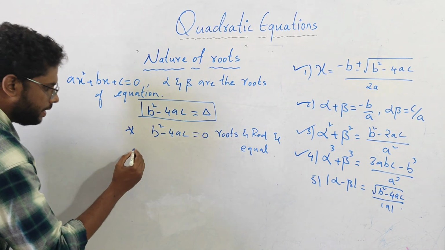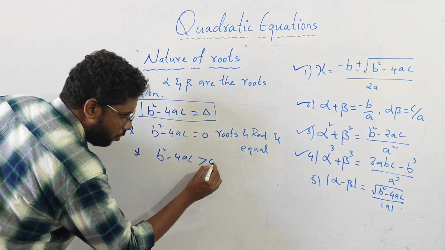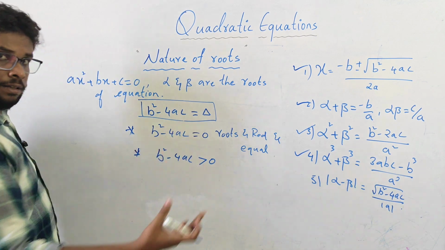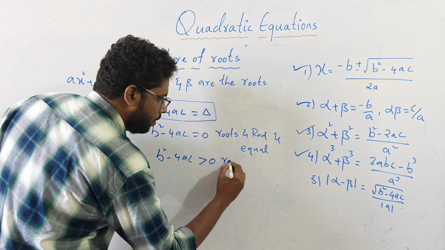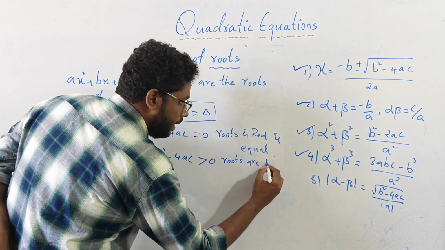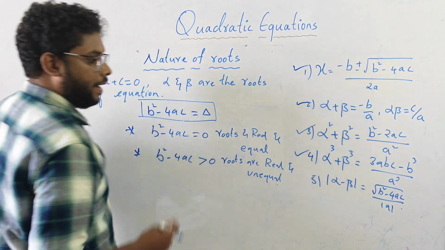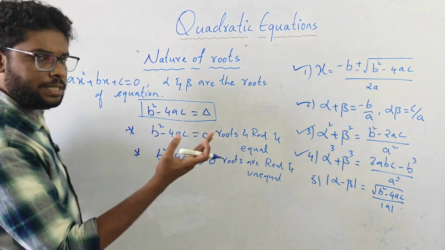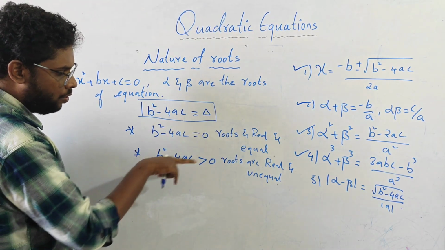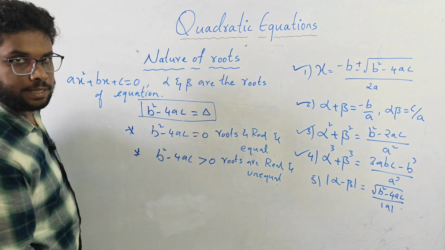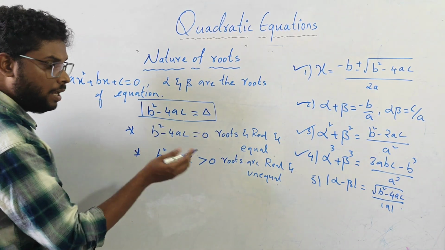Now the second case: if b square minus 4ac is greater than 0. If it is equal to 0, roots are real and equal. If greater than 0, then roots are real and unequal, or in some books we call it distinct also. Distinct means both are not the same, alpha and beta are not the same. Here alpha and beta are the same when discriminant equals 0. If discriminant is greater than 0, alpha and beta are not the same, but they are real numbers. Means we can get a negative number, a positive number, anything, but not imaginary.